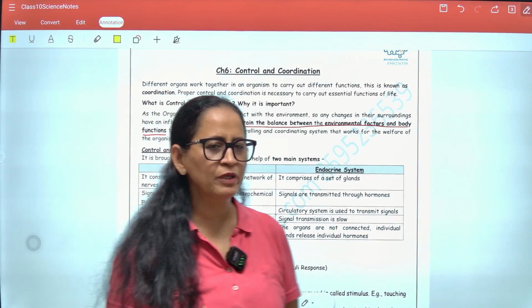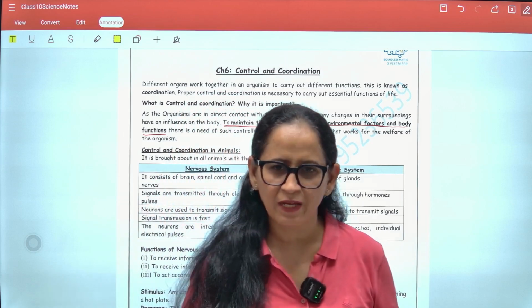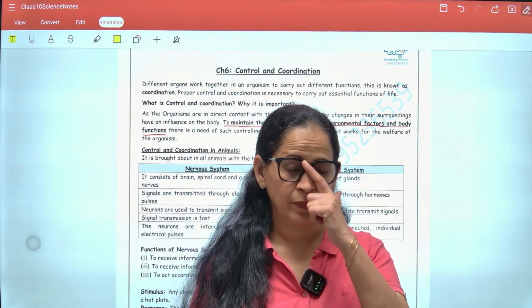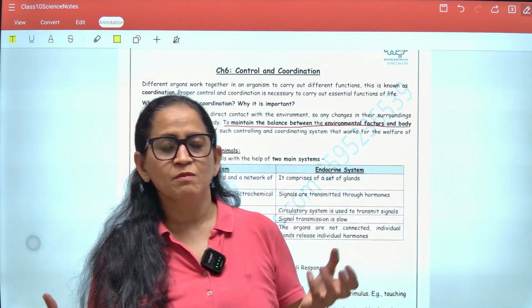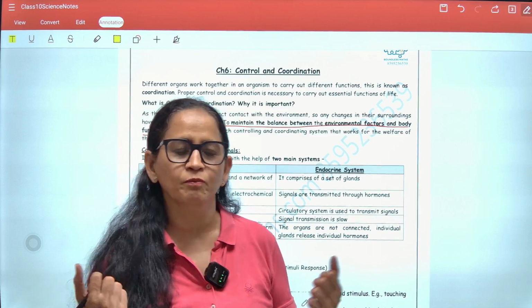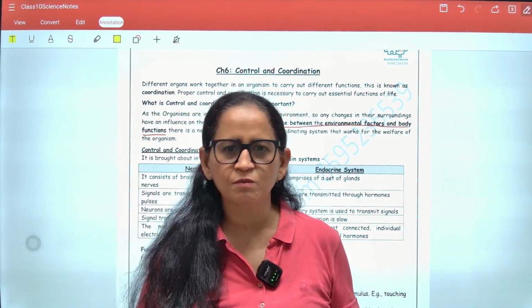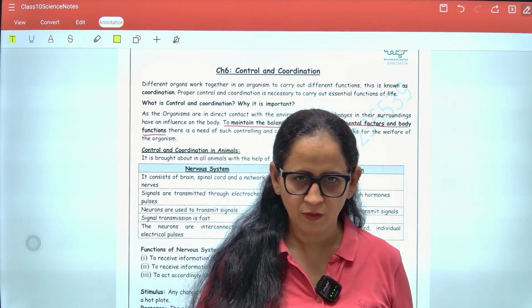Now, how do we achieve this coordination? There are two ways. First is the nervous system and the second is the endocrine system. Both the nervous system and endocrine system are needed and both work in different situations to make that coordination possible. We'll go into the details of both the systems, but first let's get started with the nervous system.